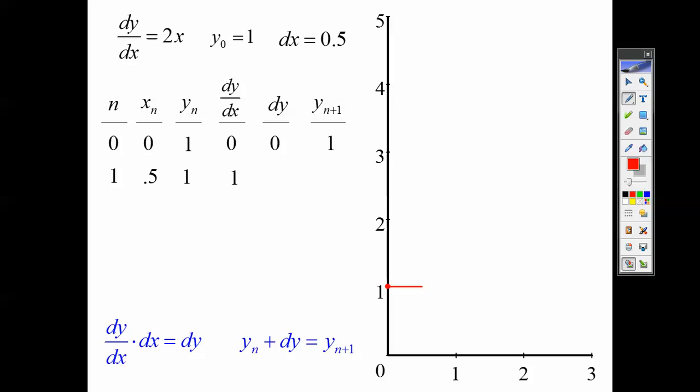Take our slope times our run, right? Rise over run times our run. That's going to be 0.5. So we take 1 times 0.5.